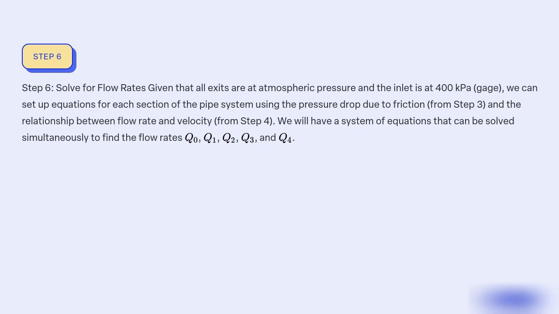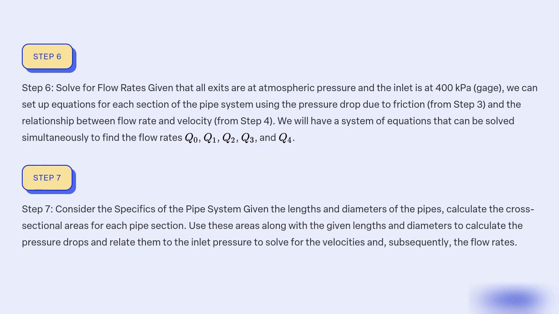Step 6. Solve for flow rates. Given that all exits are at atmospheric pressure and the inlet is at 400 kPa gauge, we can set up equations for each section of the pipe system using the pressure drop due to friction from step 3 and the relationship between flow rate and velocity from step 4. We will have a system of equations that can be solved simultaneously to find the flow rates Q0, Q1, Q2, Q3 and Q4.